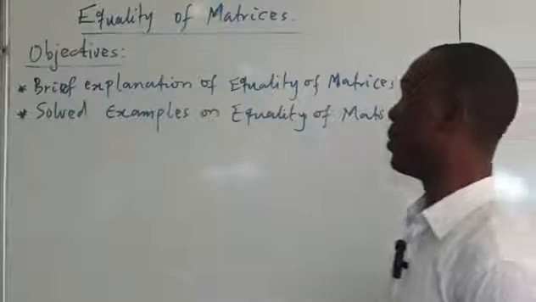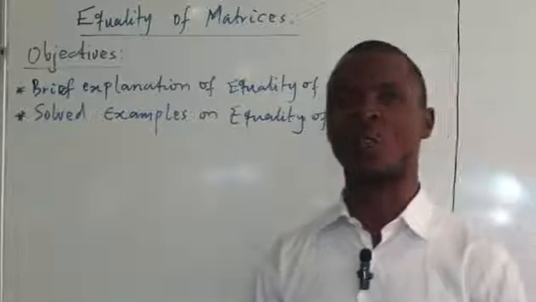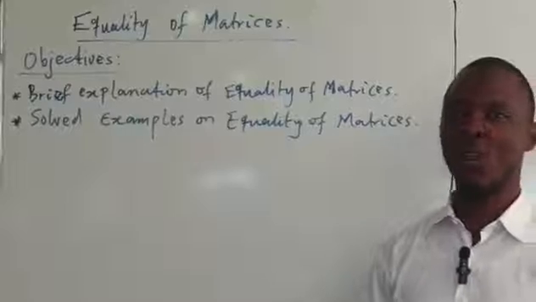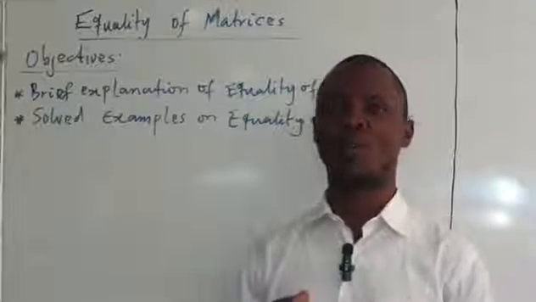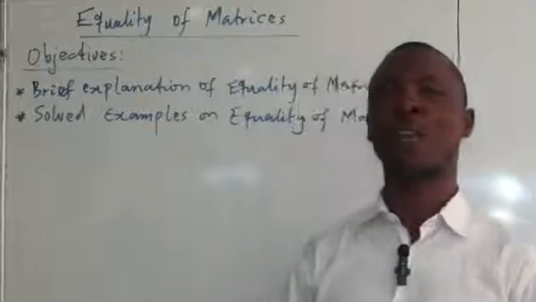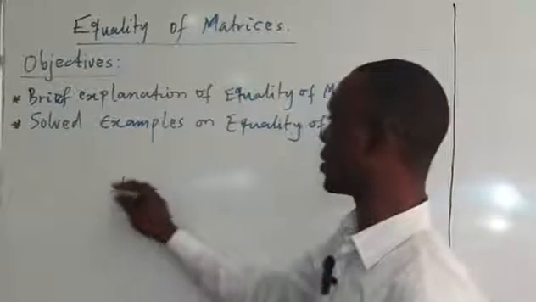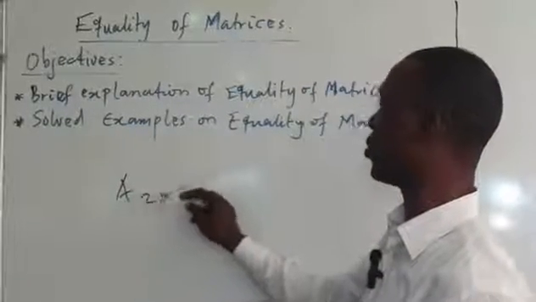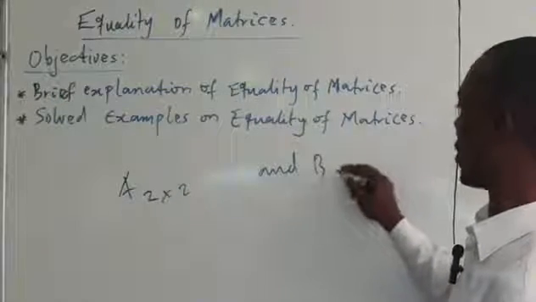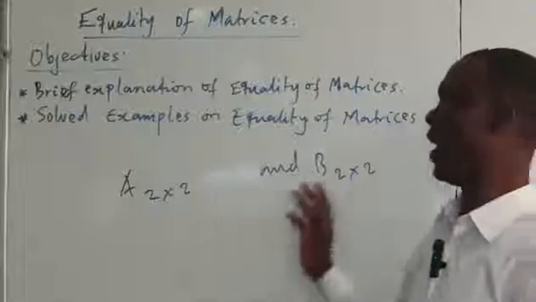So what do I mean by equality of matrices? Two matrices are said to be equal if their corresponding elements are equal. Or we can say two matrices are equal if they are of the same order. Like if matrix A is of order 2 by 2, and matrix B is of order 2 by 2, we are going to say these two matrices are equal.